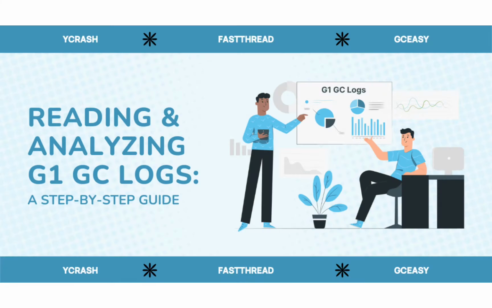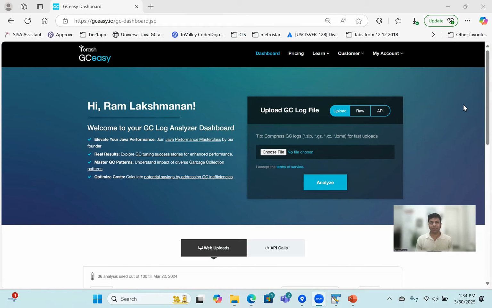Hello friends, in this video, let's learn how to read and analyze the G1GC garbage collection log. G1GC is a popular GC algorithm that has become the default GC algorithm since Java 9. So friends, the GC log file contains very valuable information. It's often used to troubleshoot out-of-memory errors, memory problems, or to optimize the GC performance.